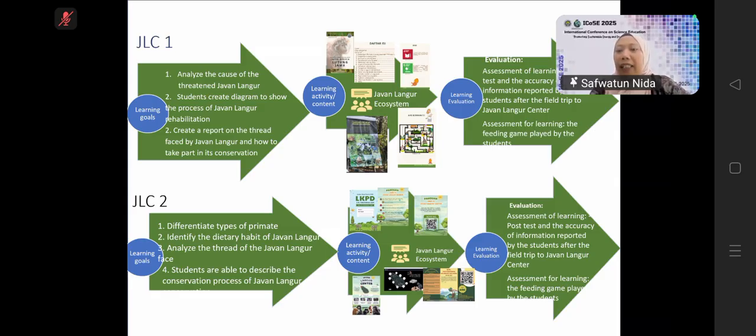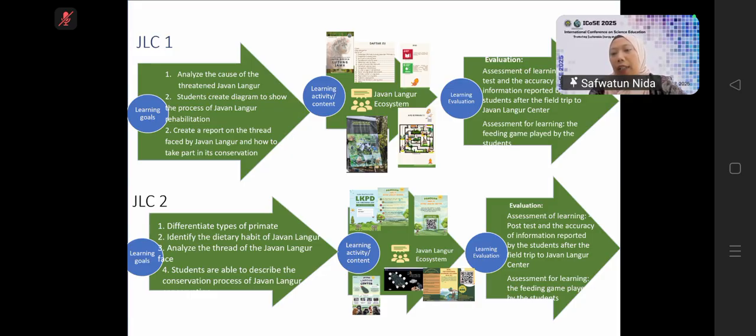Moving to the second site is Javan Language Center. In the first group of Javan Language Center, the student teachers design activities in which the junior high school students analyze the threat of Javan language from a book about Javan language. And after that, the students play the game called Si Jalu, which stands for Si Javan language, or Javan language in English, where the player should enter the map of Javan Language Rehabilitation Center and describe every stage of the Javan language rehabilitation process.